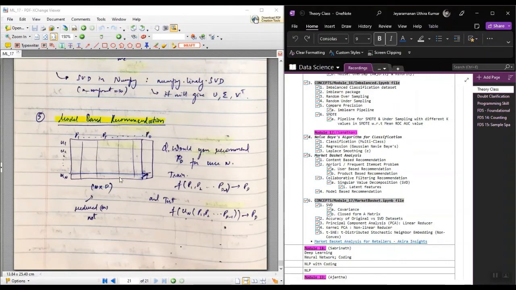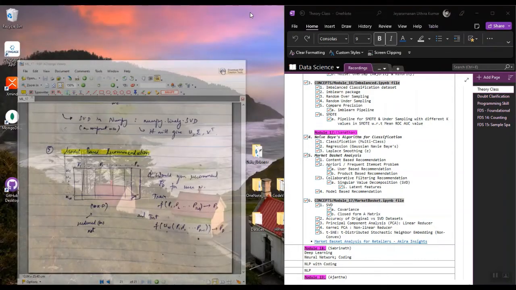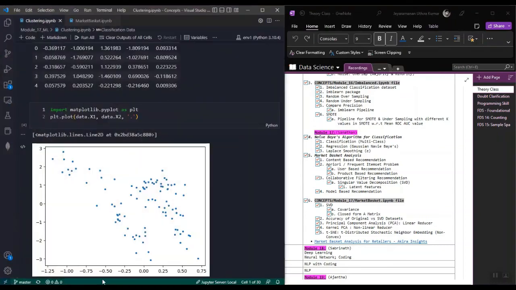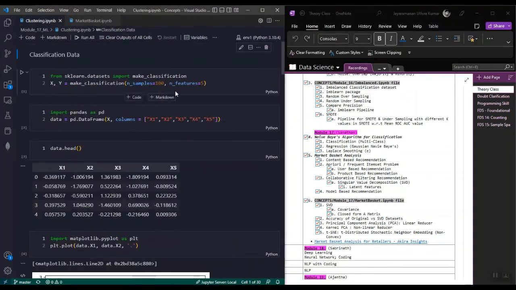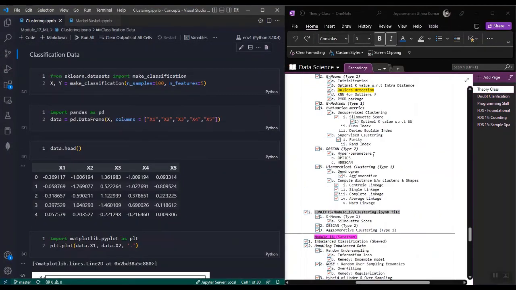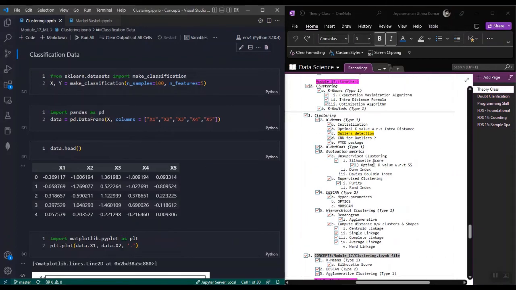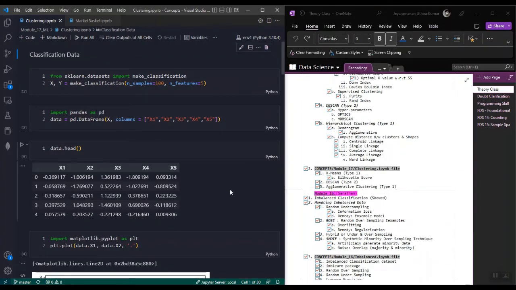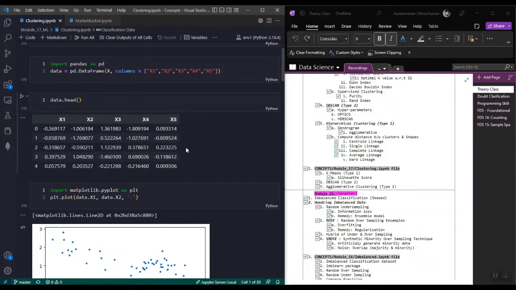So that's all. Now we will discuss the coding part. In the coding part, we'll talk about clustering. We'll talk about k-means, silhouette score, DBSCAN, and agglomerative clustering. First we have to make a classification dataset which has 100 samples and 5 features, and we put it in pandas. You can see it here.